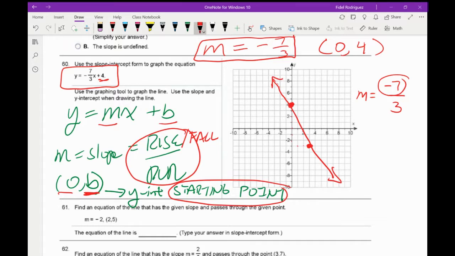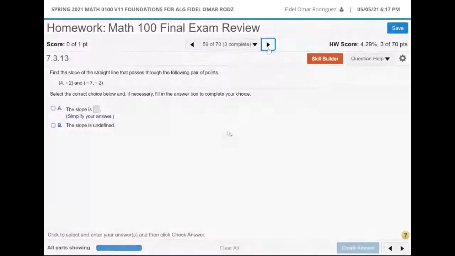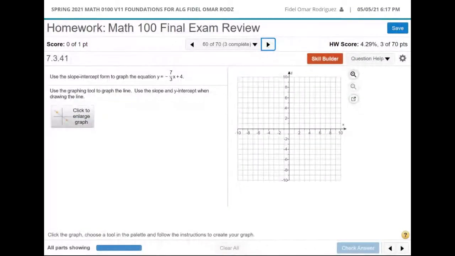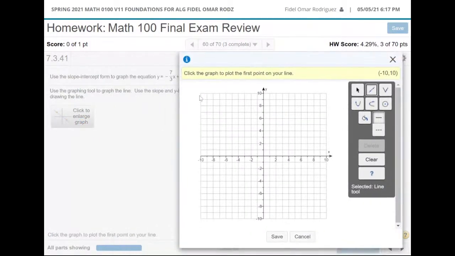Let me show you how I'm going to do that on my MyMathLab so you can see that I'm doing it the same way. Here we go. We're doing number 60. I'm going to click right here. Remember, I'm going to go to my line. And in this case, (0, 4) was my starting point. So if you look up there, you can see the little (0, 4).